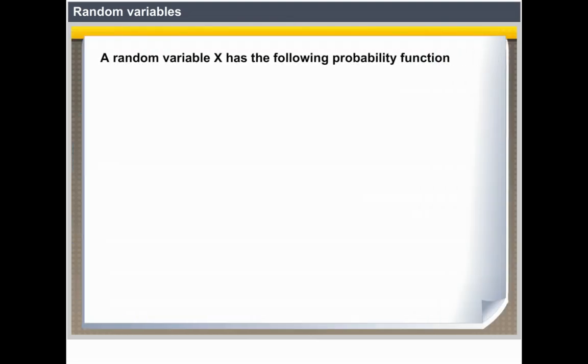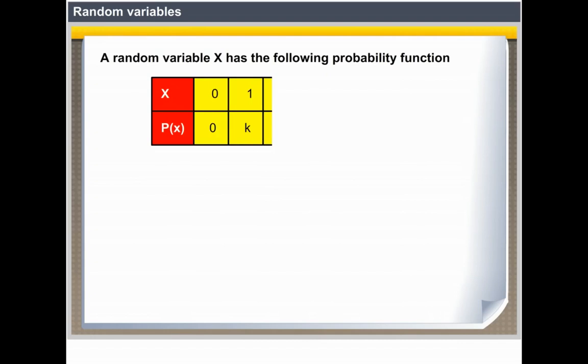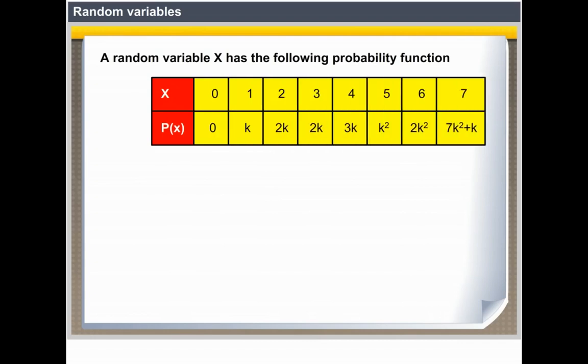A random variable X has the following probability function. Now we see the problem with two rows, X and then P of x. X has the values 0, 1, 2, 3, 4, 5, 6, 7. Then P of x has the values, that means probability of X has the values 0, k, 2k, 2k, 3k, k square, 2k square, and then 7k square plus k.